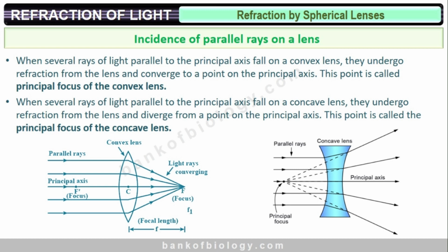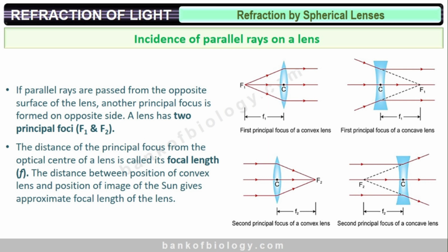When several rays of light parallel to the principal axis fall on a convex lens, they undergo refraction from the lens and converge to a point on the principal axis. This point is called the principal focus of the convex lens. When several rays of light parallel to the principal axis fall on a concave lens, they undergo refraction from the lens and diverge from a point on the principal axis. This point is called the principal focus of the concave lens.